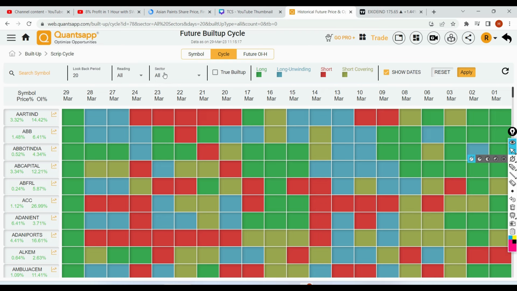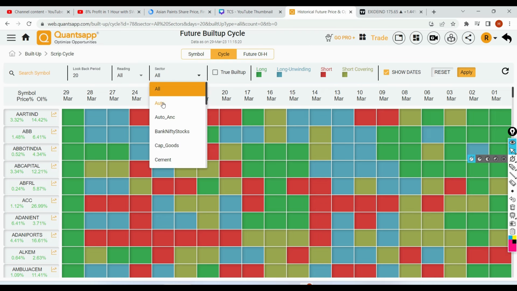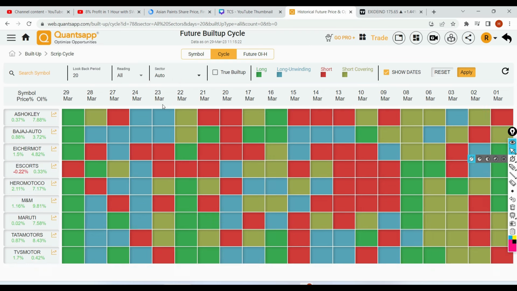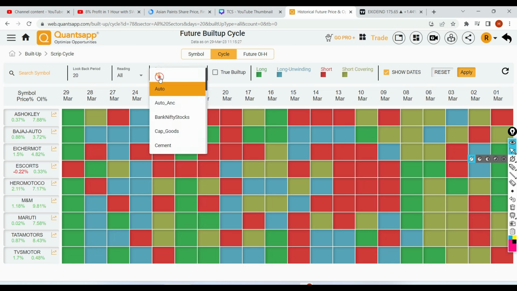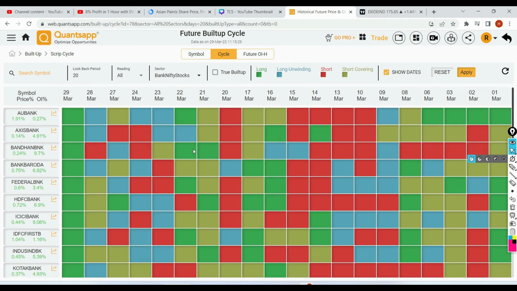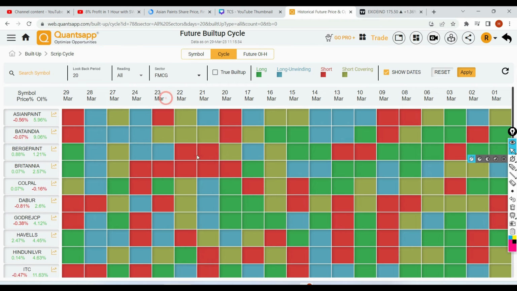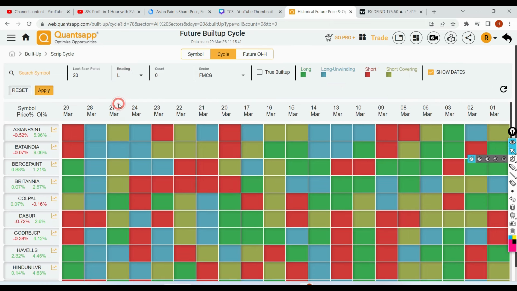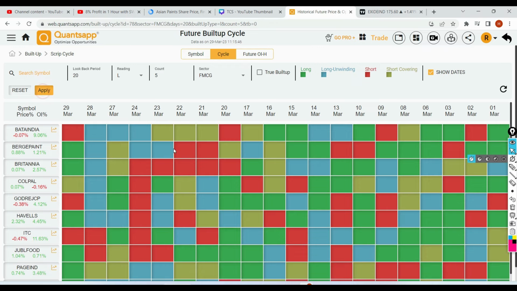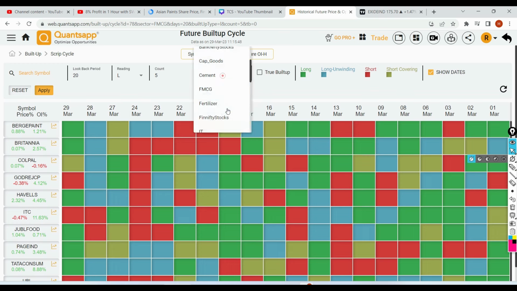Now if you want to check sector wise, let's say you want to see the auto sector, you can just select auto, that's it. That will give you all the life cycle of the auto sector in a fraction of a second. Banking stocks, it will give you all the banking stocks. If you want to see FMCG stocks, it will give you all the FMCG stocks. Now you can go ahead, whether you want long unwinding only, or long only, just check long, make it 5, and click on apply. That's it. That will give you all the stocks. So you can get all the data within a fraction of a second.